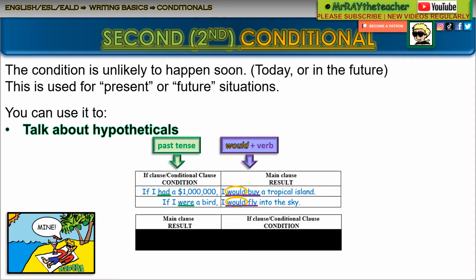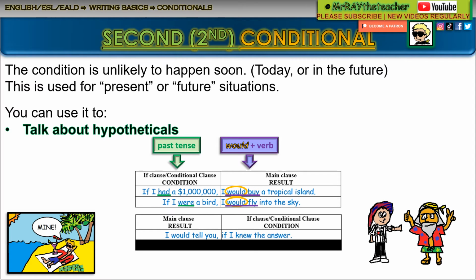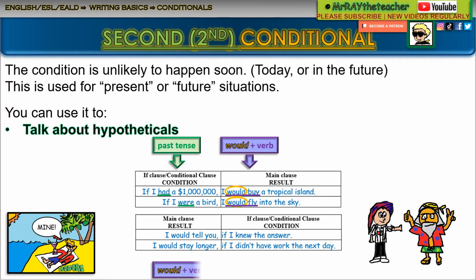We can flip that around. The inverse. Tricky English there. So the result will start off and we'll finish off with the condition. So I would tell you if I knew the answer. If I didn't have work the next day is the condition, but we're going to flip this, remember? I would stay longer. Or I would stay longer if I didn't have work the next day.